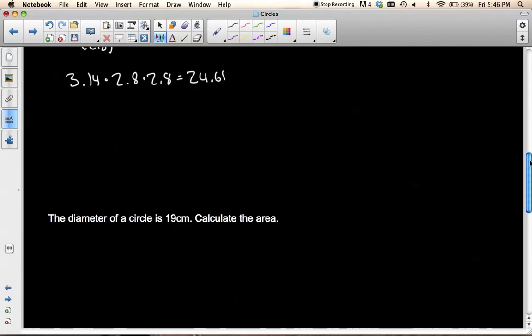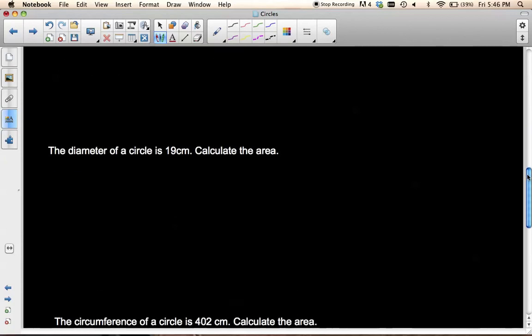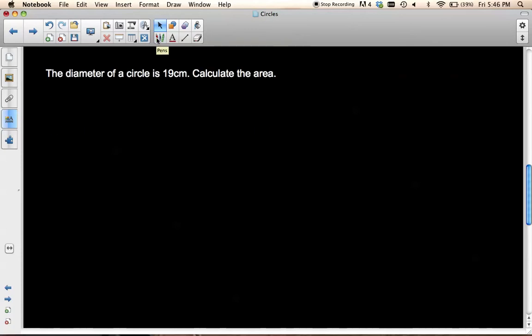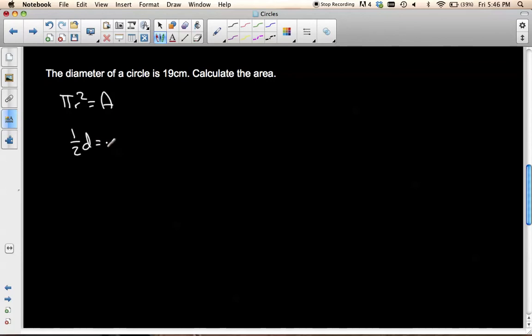Okay? Now here's what happens if we have a question like this where we're given the diameter. So we're told the diameter of a circle is 19 centimeters. And we need the radius because we said our formula is pi r squared gives us the area. But we need a radius. Well, we already know that half of the diameter will give us the radius. So we go 19 divided by 2 because we want half of it. Okay, so that's all we need to do. We get 9.5. And now we're able to go and calculate the area of our circle.